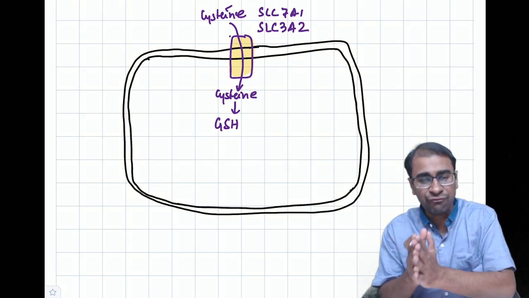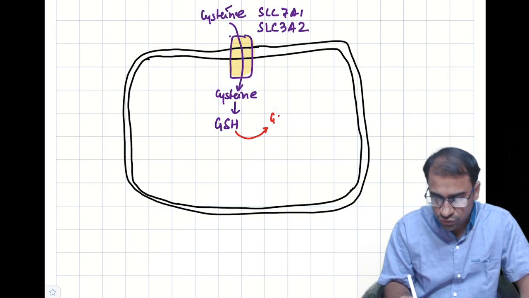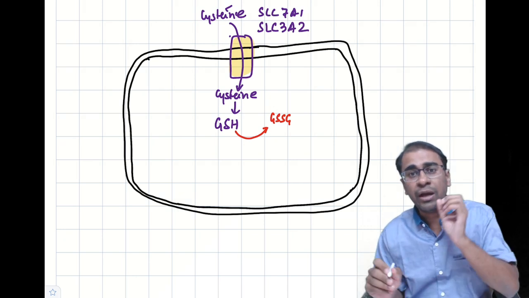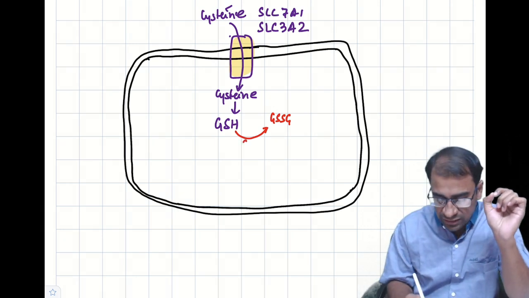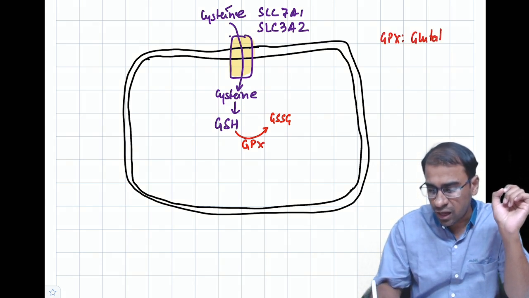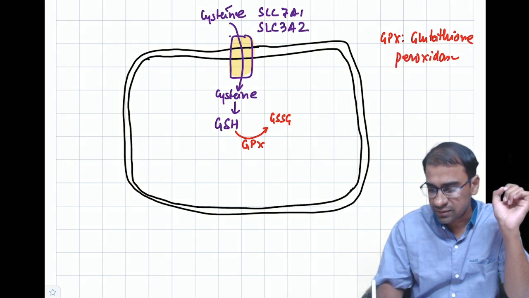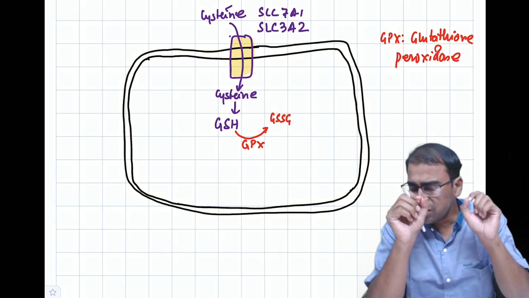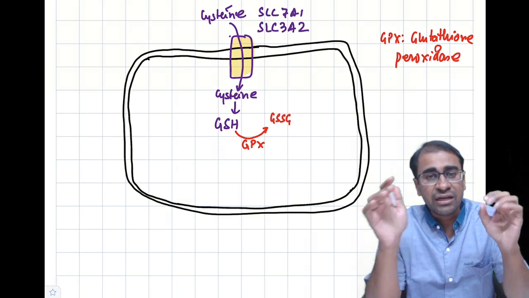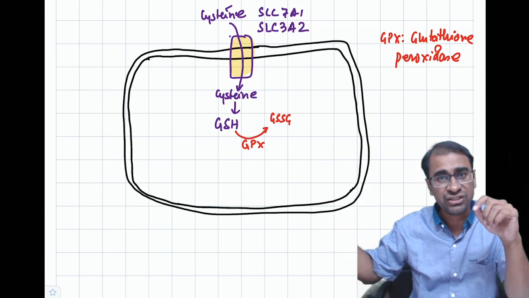While the GSH is being formed, the GSH, if you remember, can be converted to GSSG, that is the oxidized form, by a unique enzyme called glutathione peroxidase. The GPX, I'm writing as a short form of glutathione peroxidase. So what is the unique mechanism? This GPX will convert the reduced form of glutathione, that is GSH, to the oxidized form called GSSG.